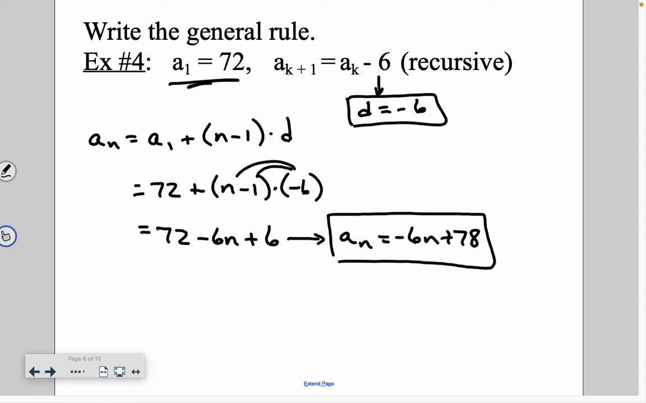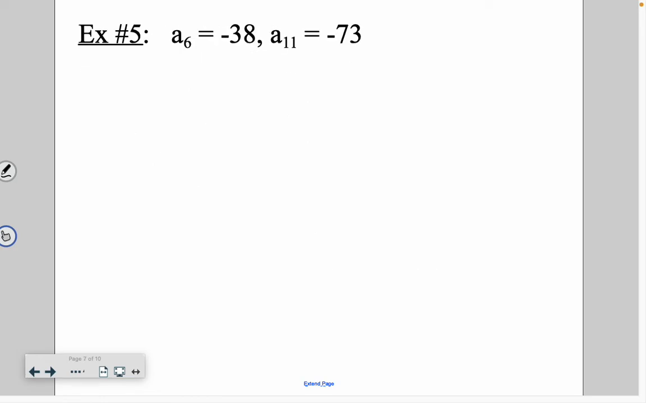Let me stop for a second. Anybody have any questions? Anything not making sense as we're working our way through? Okay, let me give you one more example. This one's a little bit more difficult, but still the same concepts. So now, given two random terms of a sequence, we want to still come up with the formula. Okay? I still want to come up with my arithmetic formula so that if I wanted to find any given term, I could do that.